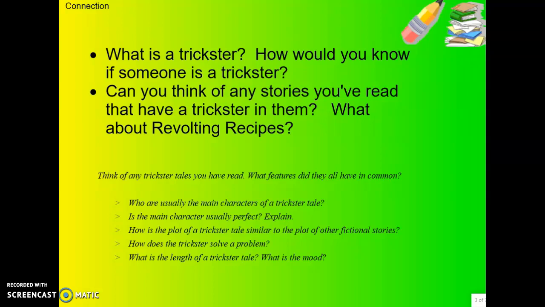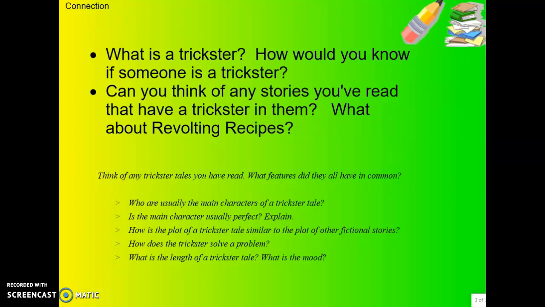How is the plot of a trickster tale similar to the plot of other fictional stories? Just regular fiction. How is the plot of a trickster tale similar to that? How does the trickster solve their problem? And what is the length of a trickster tale? What's the mood? How long are trickster tales? Are they long, thought-out, detailed stories? Are they quick, short stories? And what's the mood usually in a trickster tale?